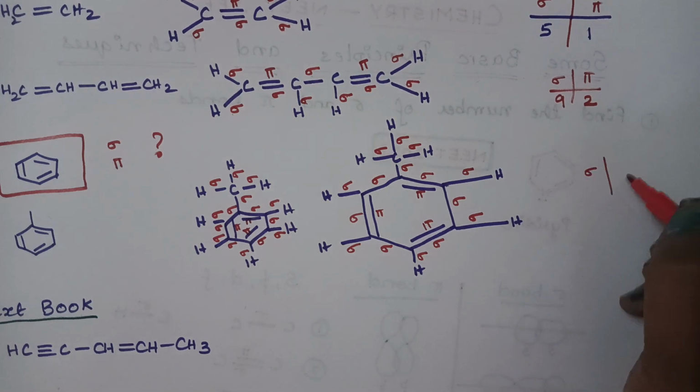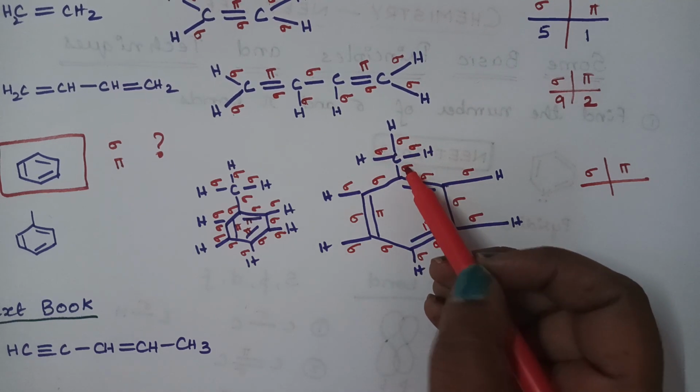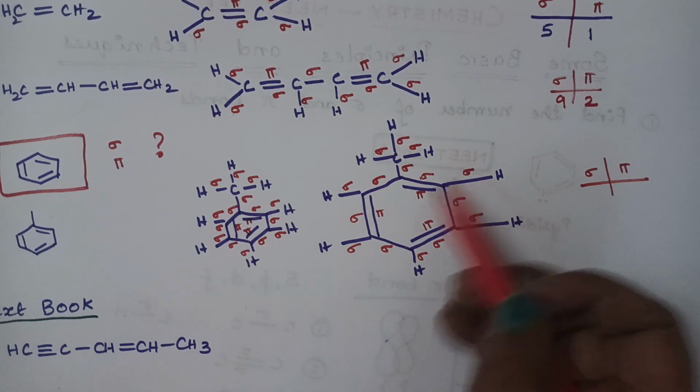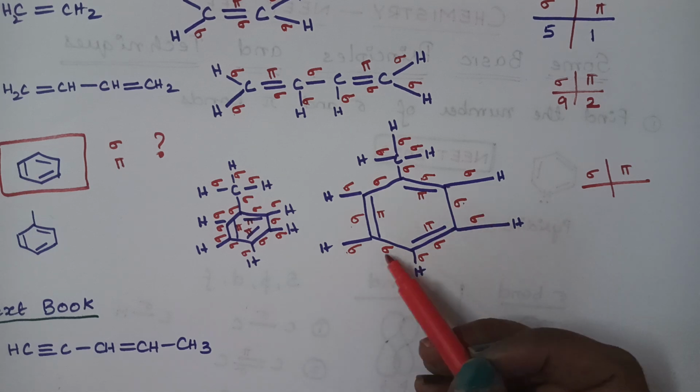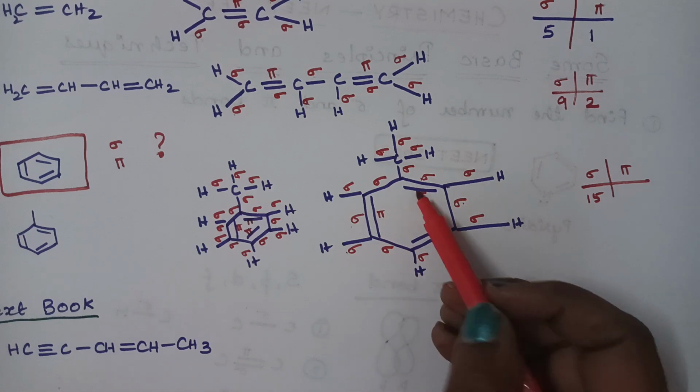So sigma bond and pi bond, 1 2 3 4 5 6 7 8 9 10 11 12 13 14 15. So there are 15 sigma bonds and 3 pi bonds.